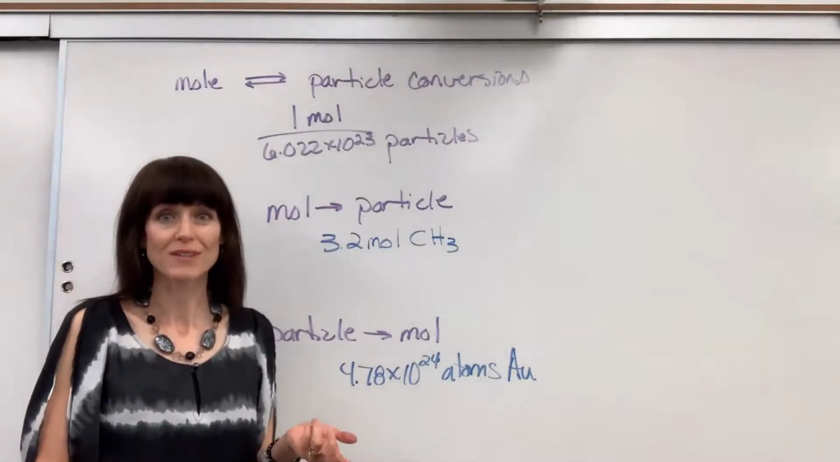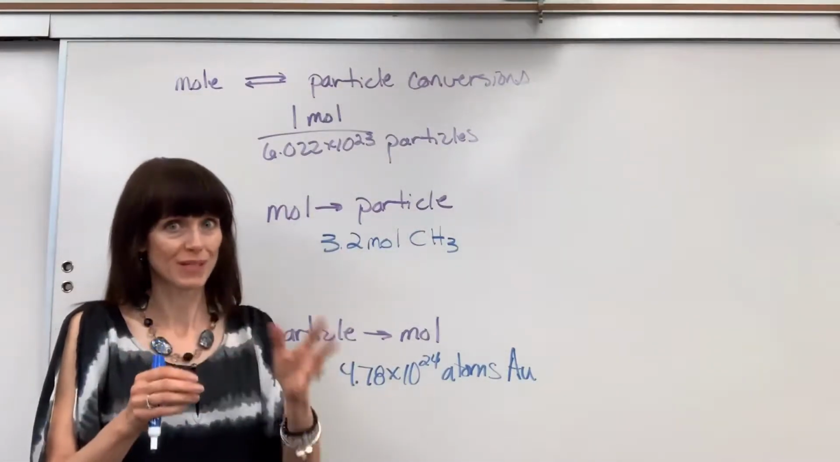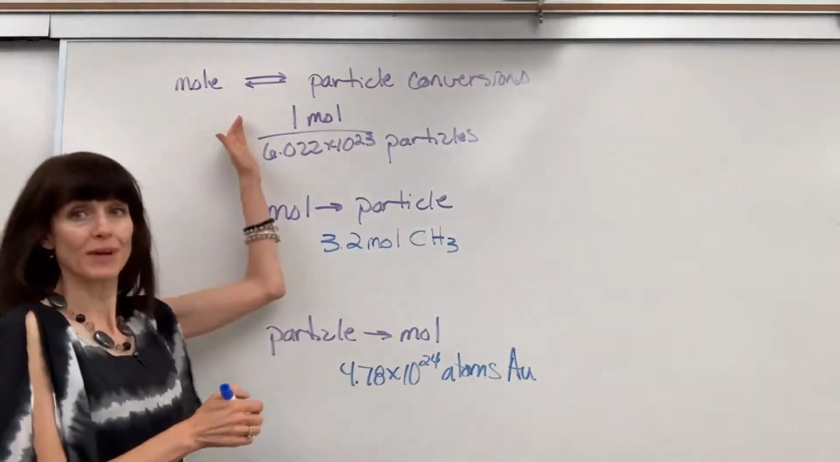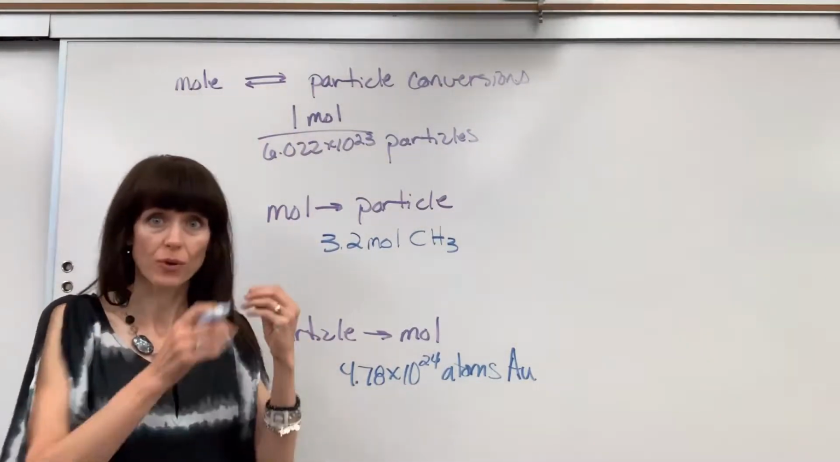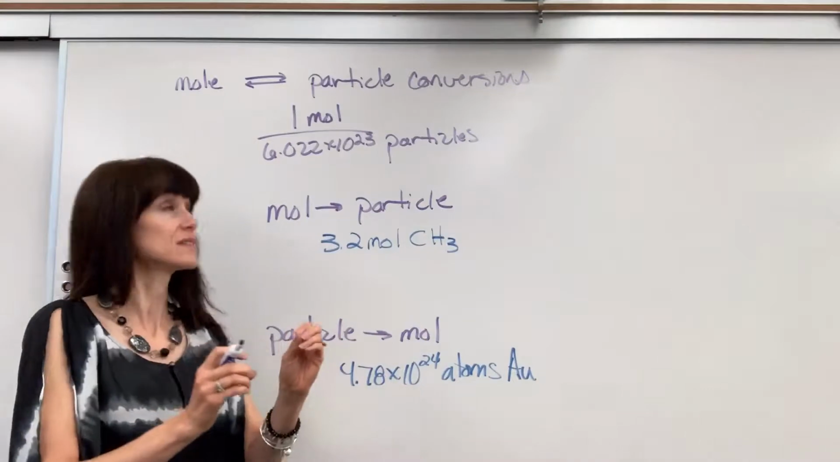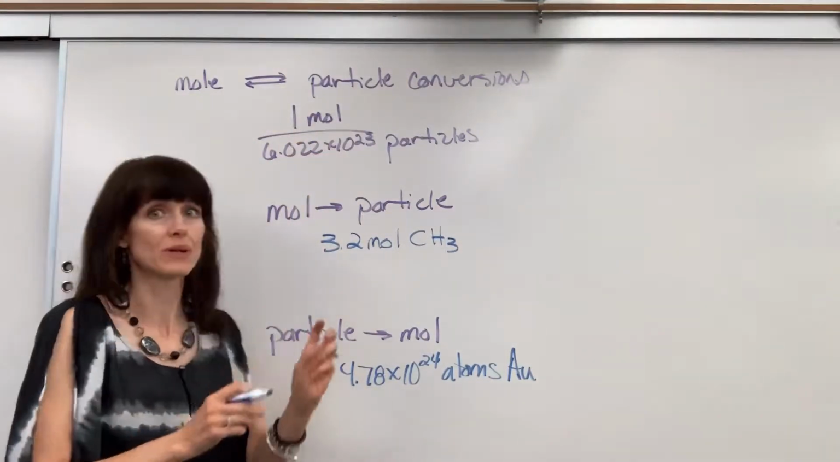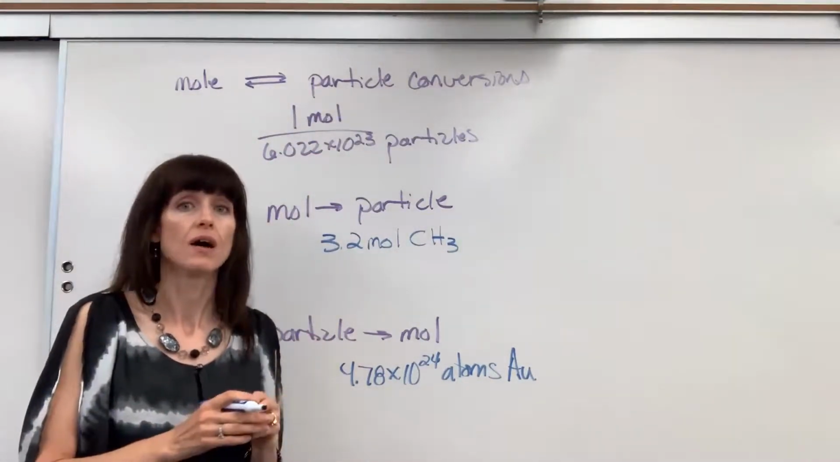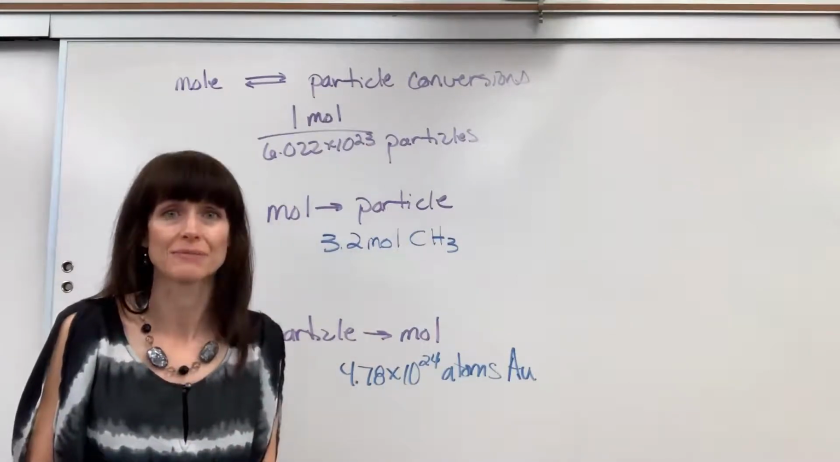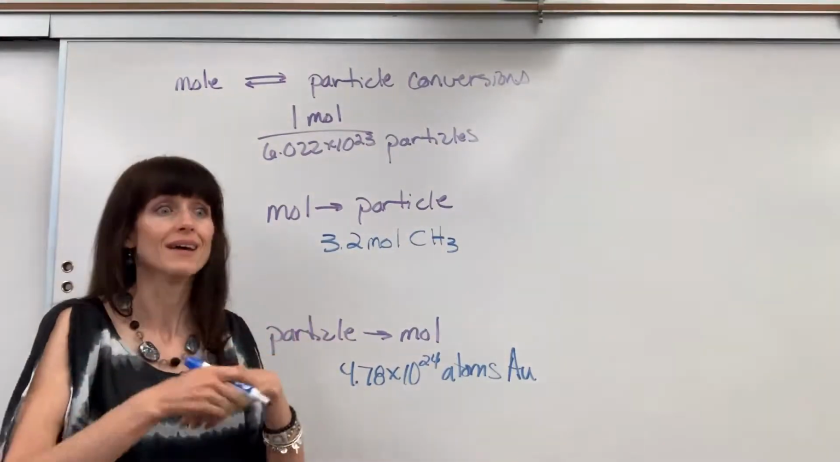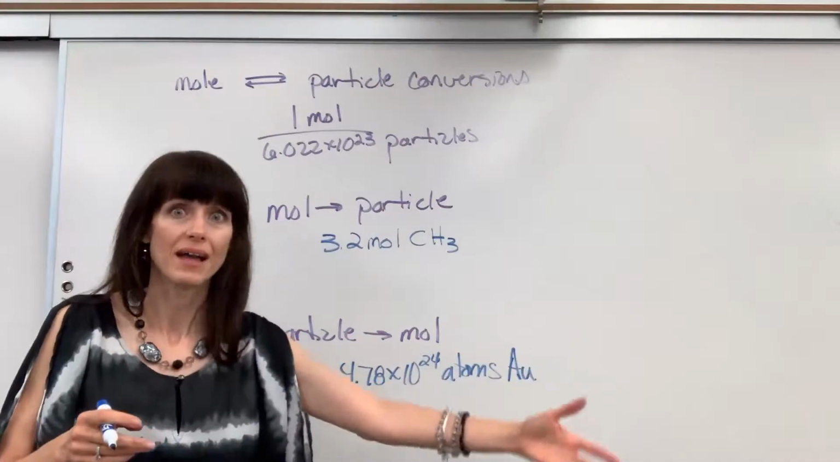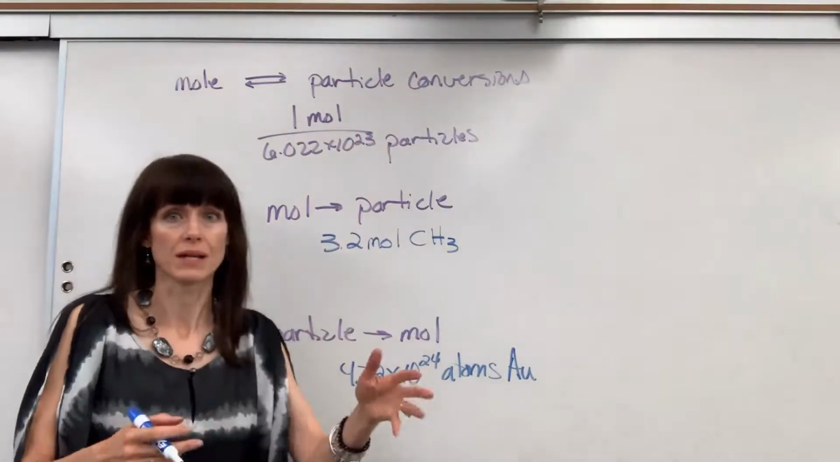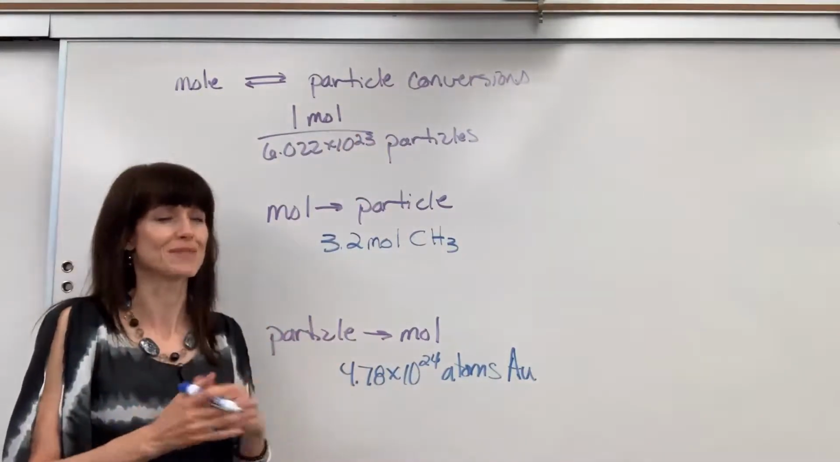Let's do a conversion between moles and particles, particles and moles. As a reminder, our relationship for 1 mole amount of substance is 1 mole equals 6.022 times 10 to the 23 particles. And that particle can be anything. Just like I'm saying a dozen can be anything, a mole can be anything. We're going to put it in chemistry terms though.